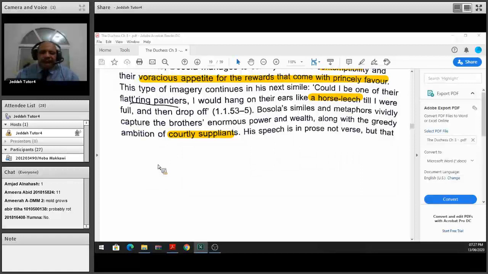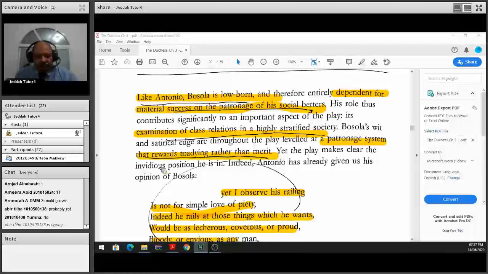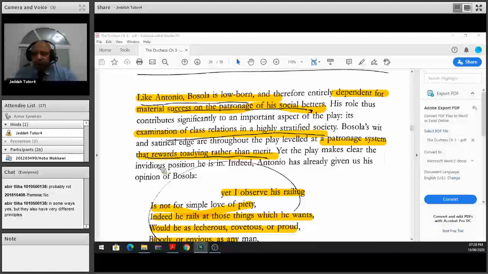So how similar are they? I mean, Antonio and Bosola, do you think that they are similar? Yes, they are similar. The fact that they are low-born, the fact that they obviously have a reform program or a reform agenda, if you like. Whether they are going to sustain this interest and this enthusiasm for reform is another issue. So like Antonio, Bosola is low-born and therefore entirely dependent for material success on the patronage of his social betters. He's low-born and there is no way he can avoid trying to appeal to his social betters in the royal court so that he can survive.